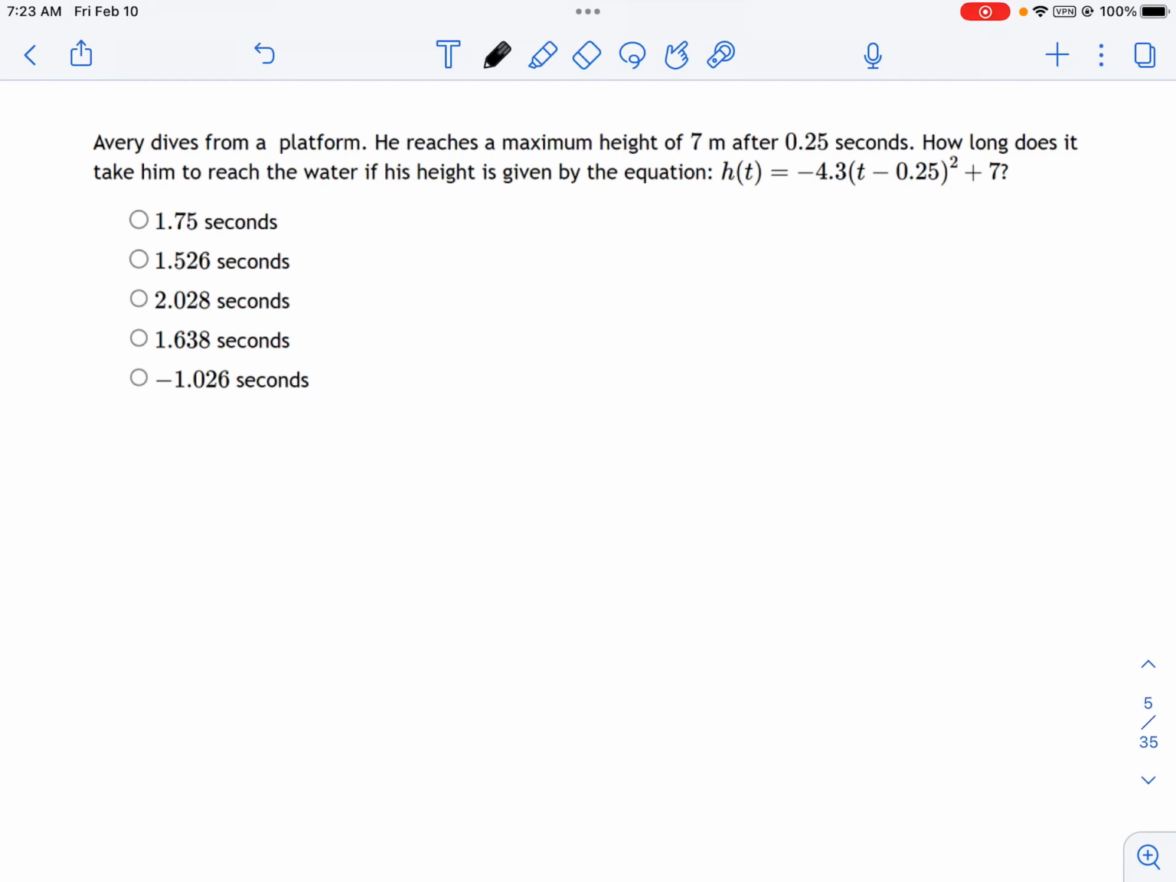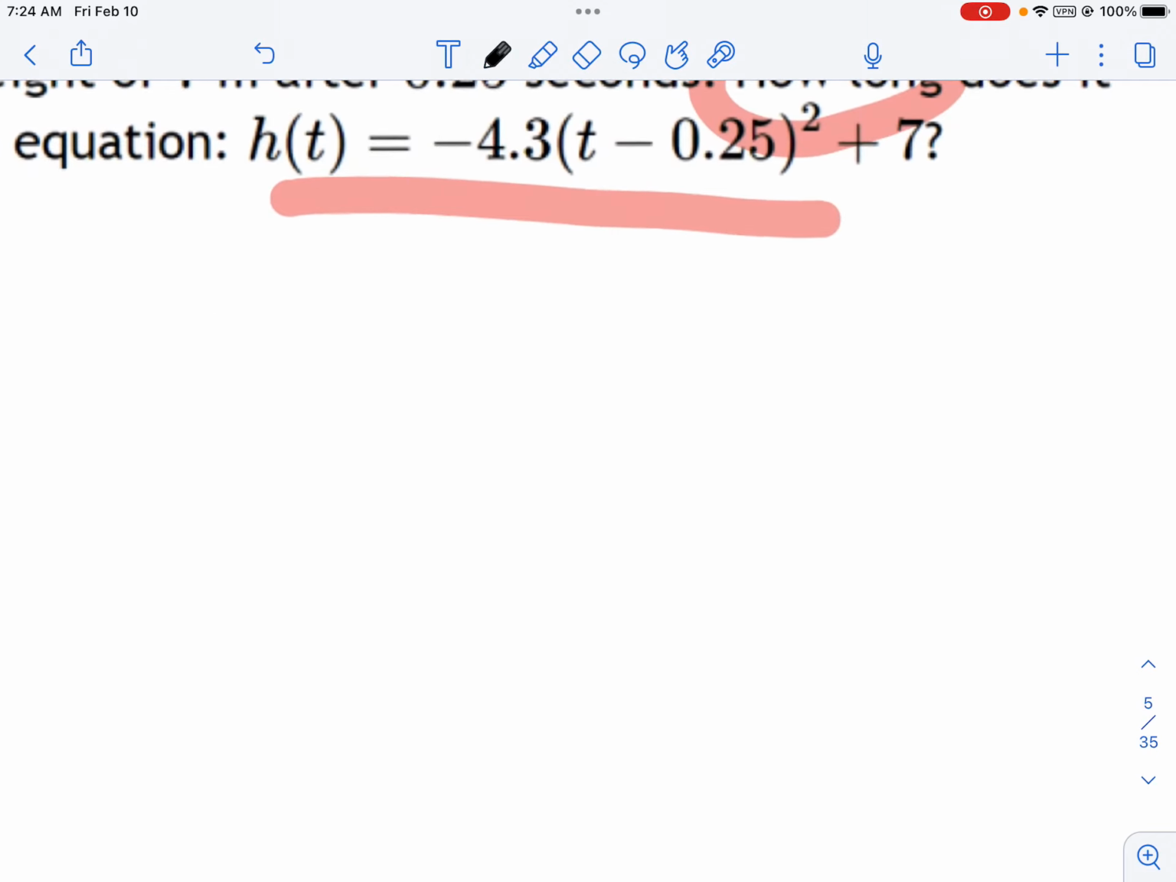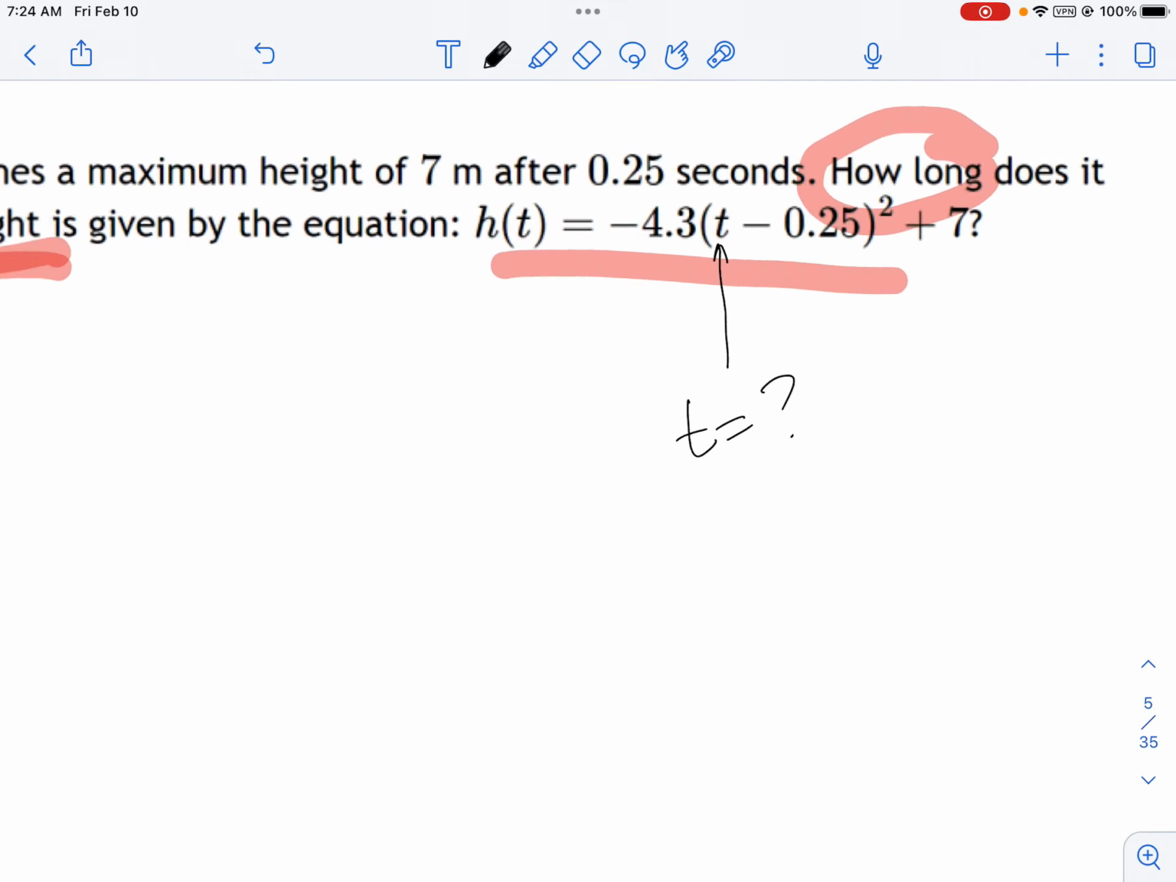Okay, let's break this down. So we're essentially finding how long it takes him to reach the water. Height is given by that equation. How long is going to be standing for t, time. We're essentially going to find out t equals what, which is going to be our end goal.